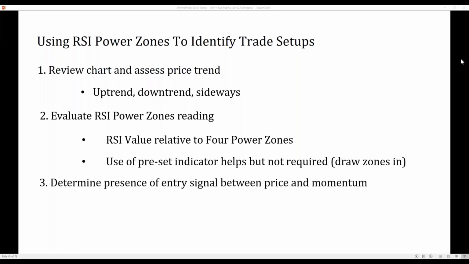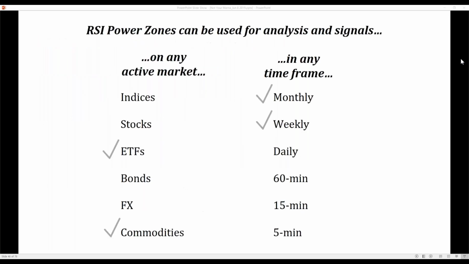Lastly, you want to determine the presence of an entry signal between price and momentum. Now, there are a variety of these, and we're going to walk through a specific one. So if you have the RSI power zones basics, the parameters, and the understanding, you have understood now with a couple examples how price and momentum move through the zones. Now you can dive in and apply a signal. To apply the signal, we're going to add even more variety to the examples. We're going to look at a stock chart on a daily time frame, something you probably have a lot of familiarity with or trade yourselves.